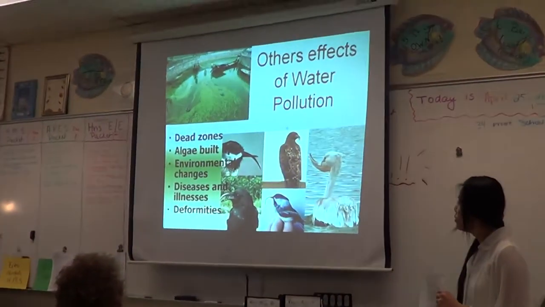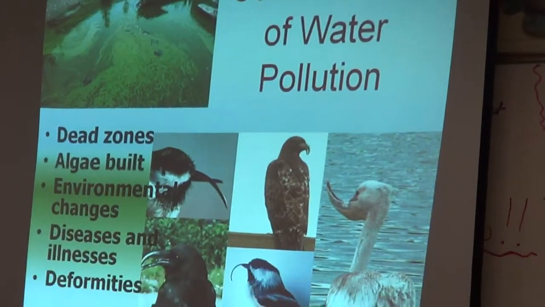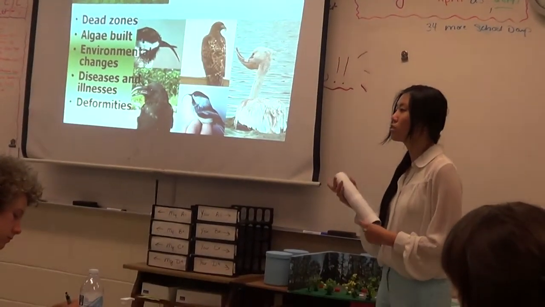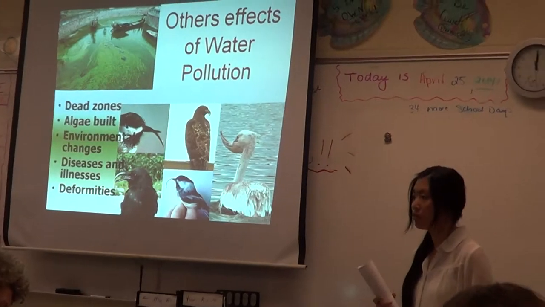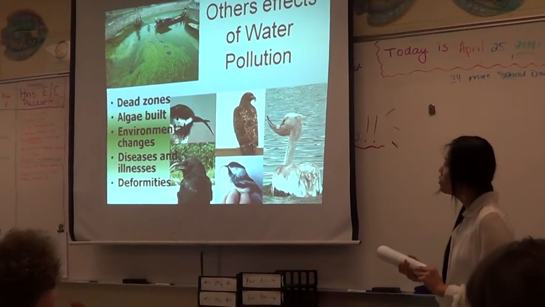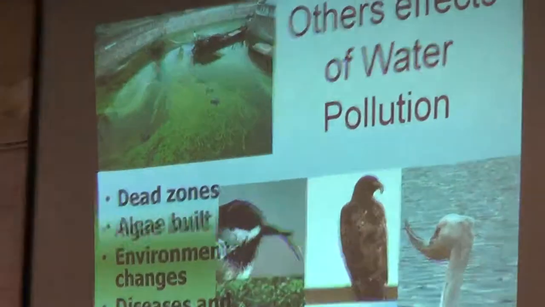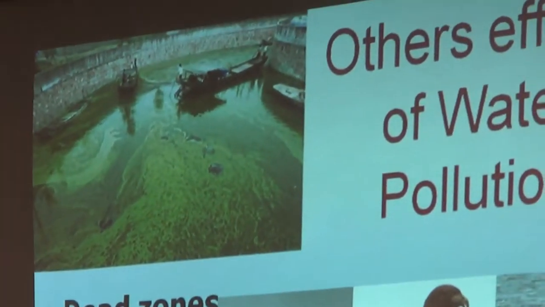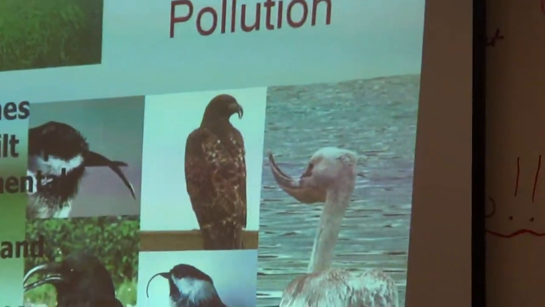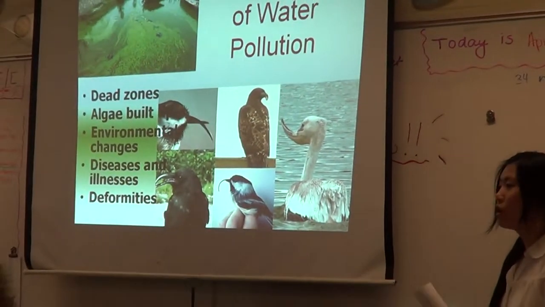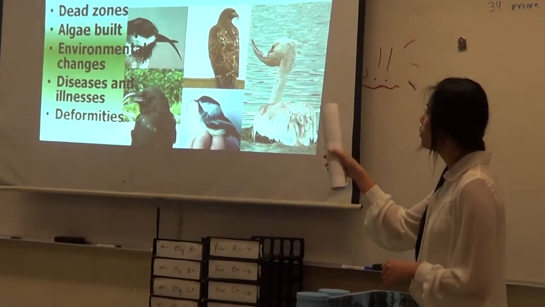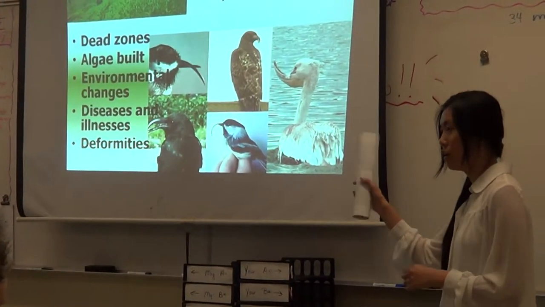Some other effects of water pollution are dead zones, algae buildup, environmental changes, diseases and illness, and deformities. The picture you see up top there is a river in China. Because of the industrial evolution in China, they have been polluting the water so much that there are too many nutrients in there, so the algae built up, creating a layer on top of the water.